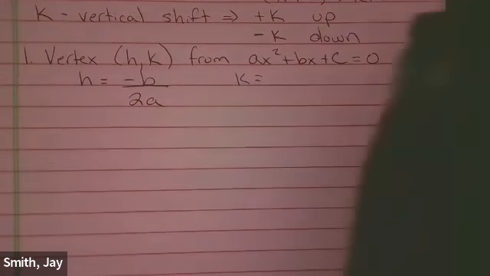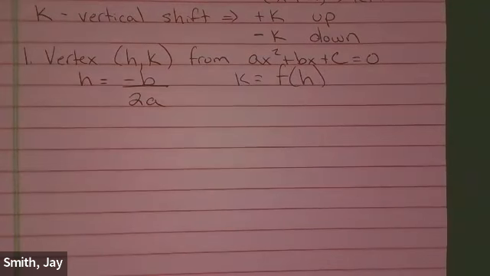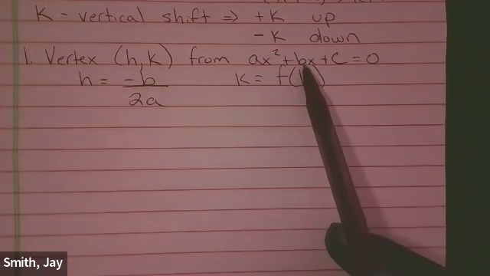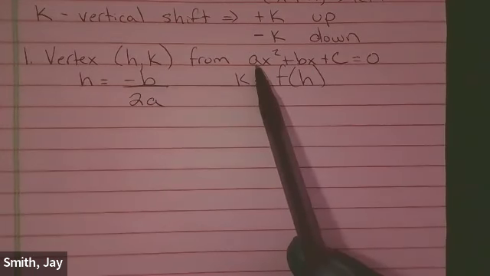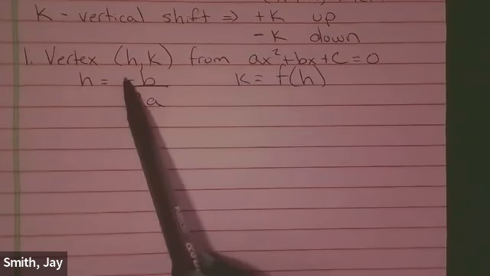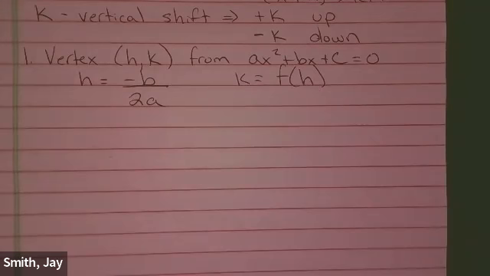And in order for us to find K, that would just be F of H itself. So if we're looking for the vertex and it's given to us in a general form, we take the opposite of what we see for B, or negative B, divided by 2 times whatever A is. Get that value. Whatever that value is, we're going to run it through our function. Remember, we're going to have F of X, and put the value that we got for H in for every X in F of X to see what the Y is attached to it.